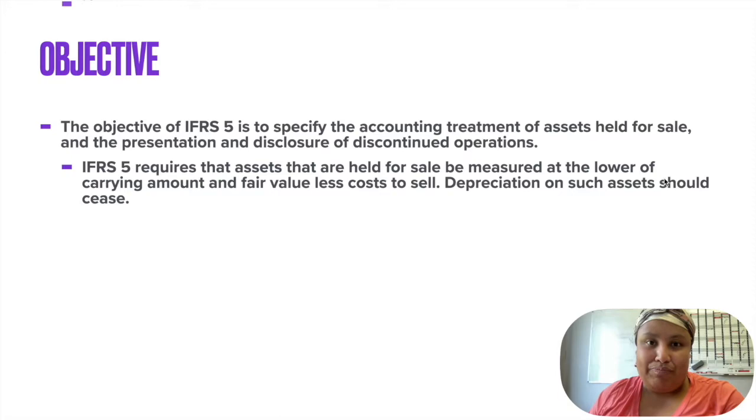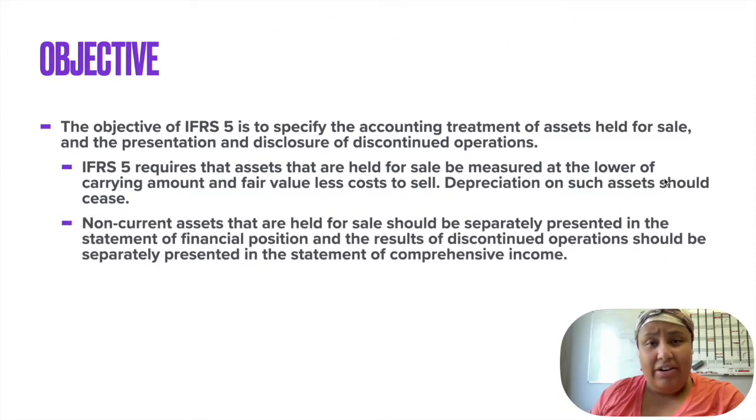Now, non-current assets that are held for sale are going to be presented separately in the statement of financial position. And the results of discontinued operations are also going to be presented separately in the statement of comprehensive income.